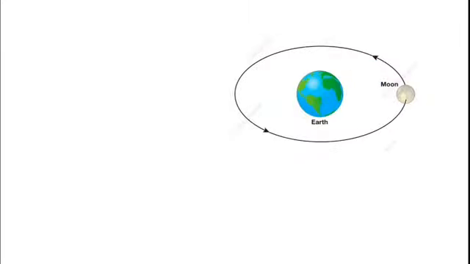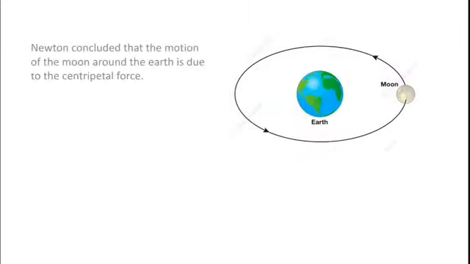In the same way, Newton concluded that the motion of moon around the earth is due to the centripetal force. But again, from where does this centripetal force come? What is the source of the centripetal force due to which the moon revolves around the earth?